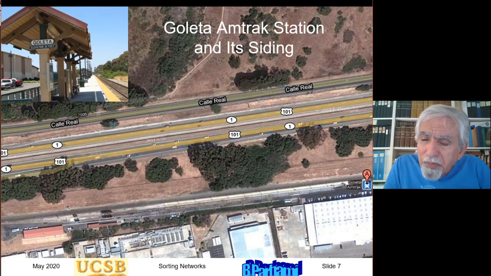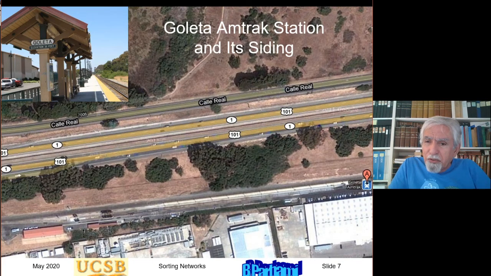Okay, so I don't know if you have ever taken the train into Goleta. This is the Goleta train station, Amtrak station. It's right next to 101 to the north of Hollister, just before Fairview Avenue. So you see in this aerial photo the 101, the Calle Real, and this is the train station. It has the main track and a siding that you see here.